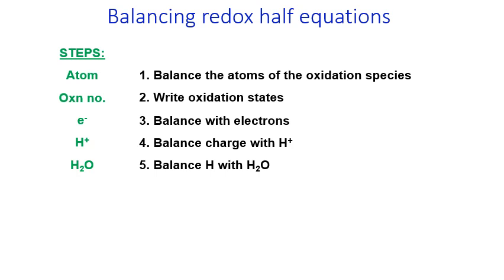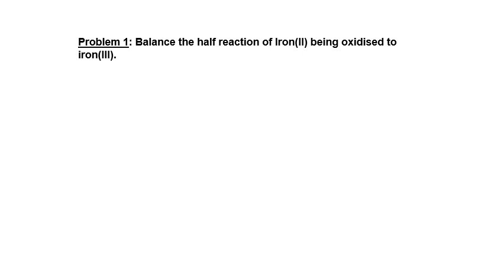Okay, so what does this actually look like in practice? Well, let's do some examples. So the first problem we'll look at as an example is balancing the half reaction of iron 2+ when it's being oxidized to iron 3+.